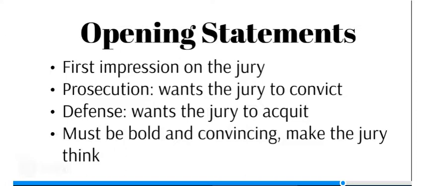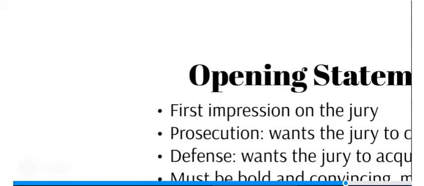The prosecution obviously wants the jury to convict. They're going to say a short little brief summary of why, and the defense wants the jury to acquit, and they're going to speak on why. You need to be bold and convincing and make the jury think. You need to come out swinging.